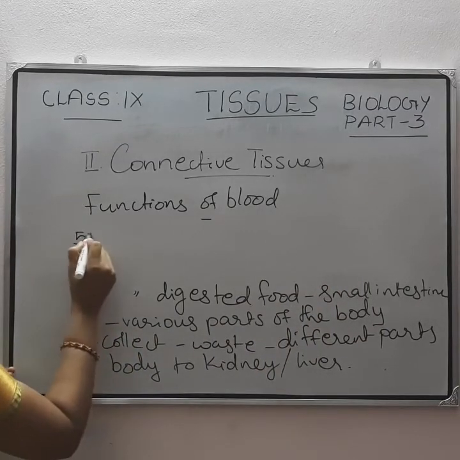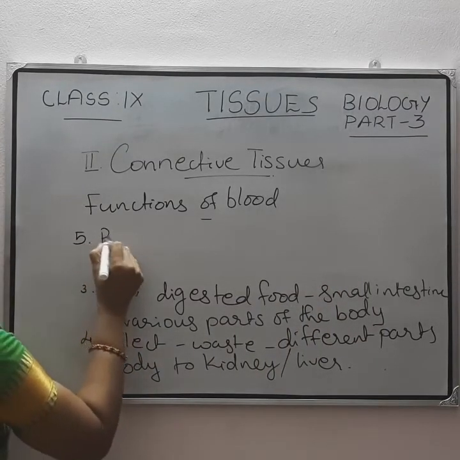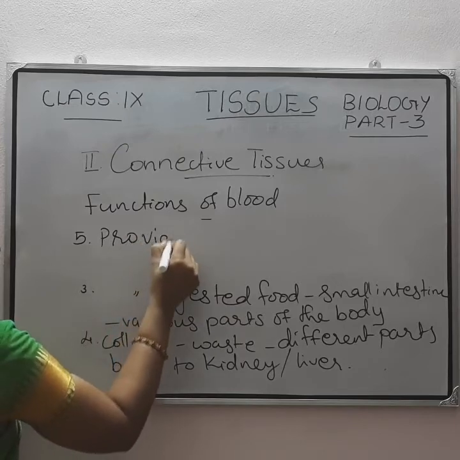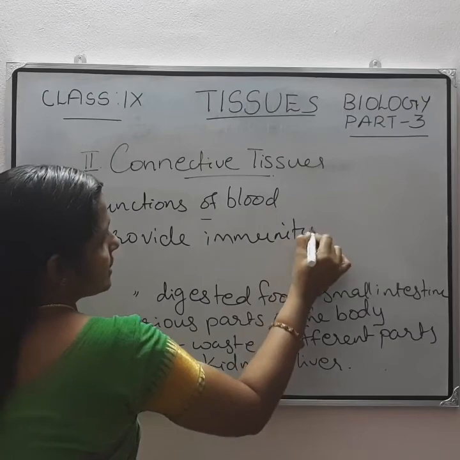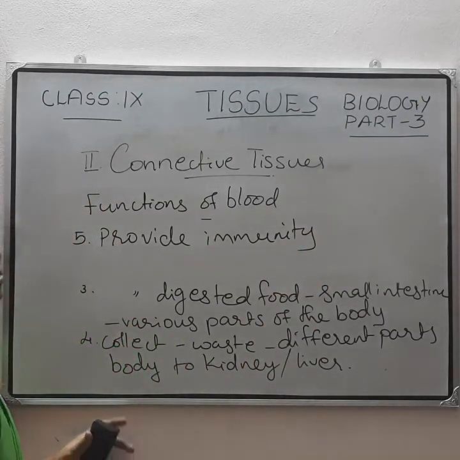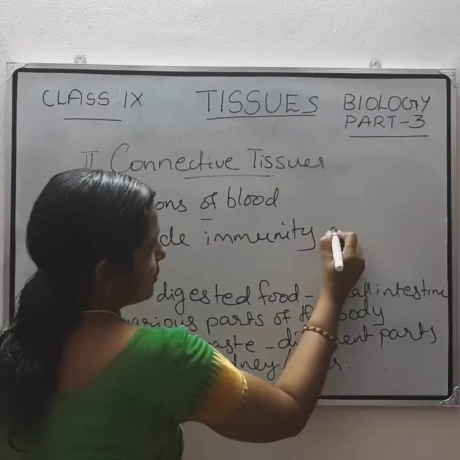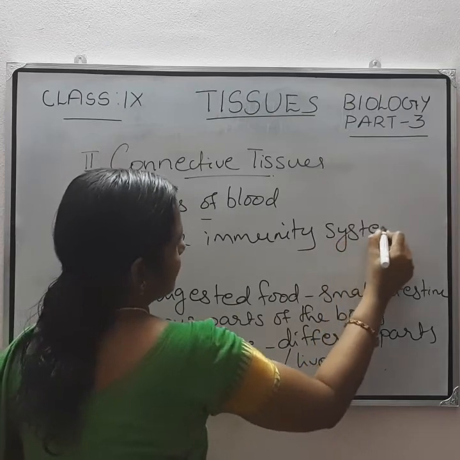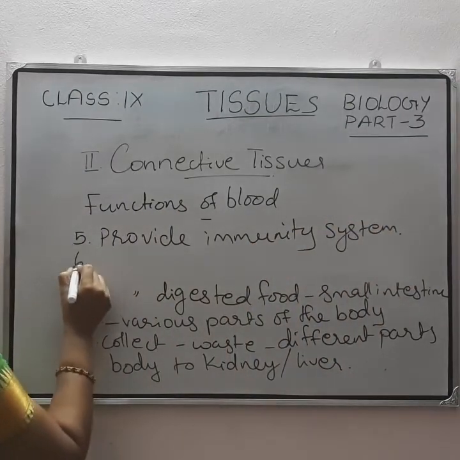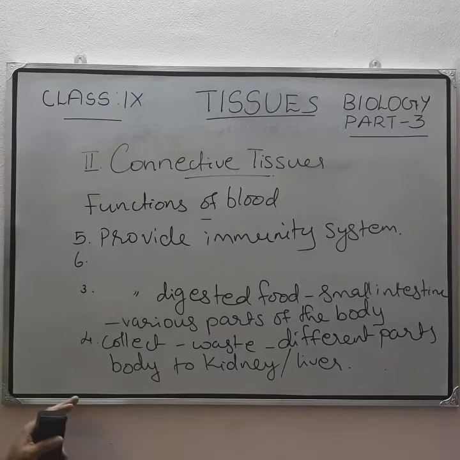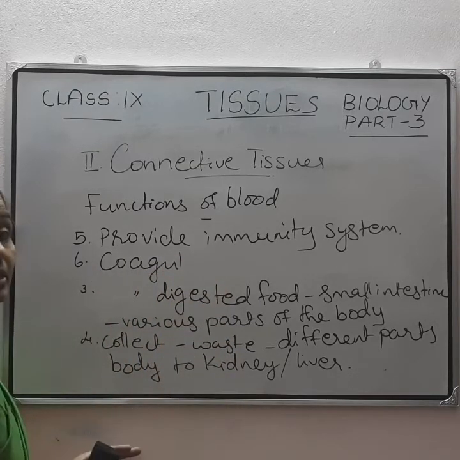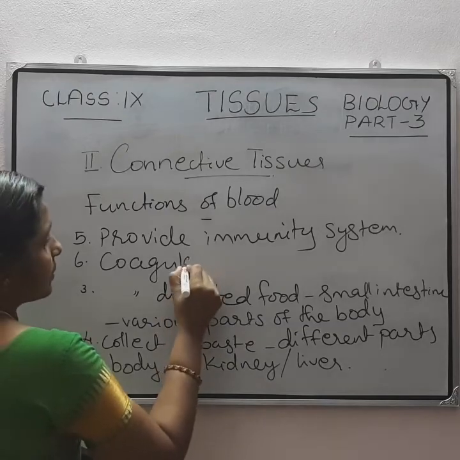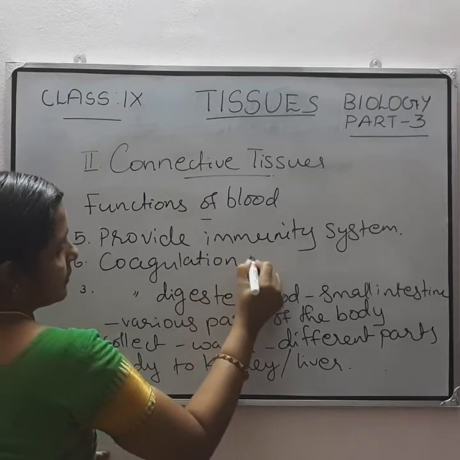The fifth one is to provide immunity system or power. That is, it fights against the pathogens and infections. Then another one is, it also helps in the coagulation of blood. That is, it prevents the blood loss.